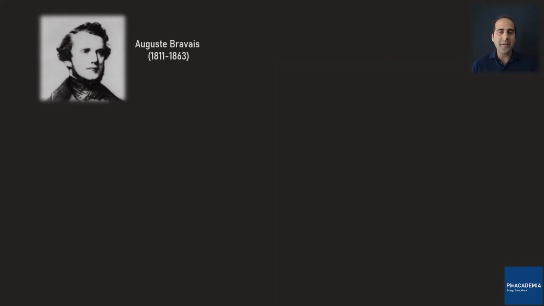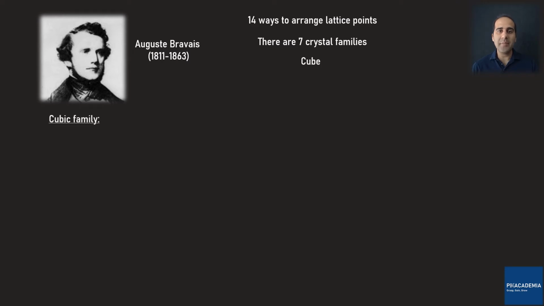Auguste Bravais, a French physicist, thought about crystallography for long, and he showed that there are only 14 different ways of arranging lattice points in a three-dimensional space such that at any point the view is the same as at any other point. There are 7 crystal families, and the one we care more about is the cube. In the cubic lattice family, there are 3 Bravais lattices.